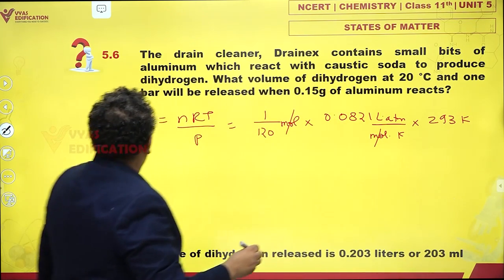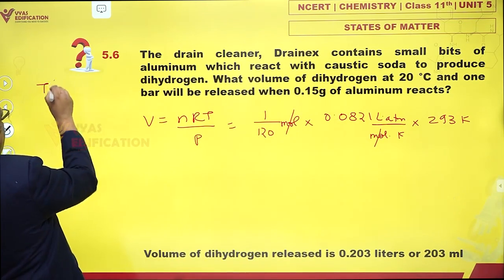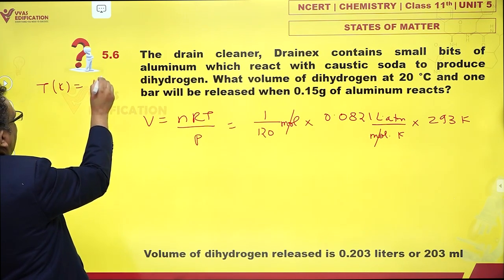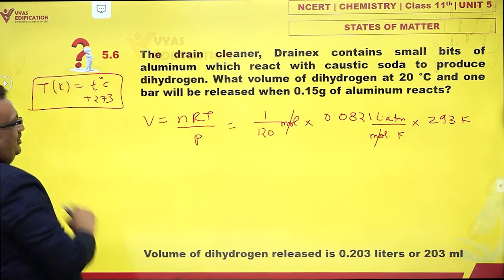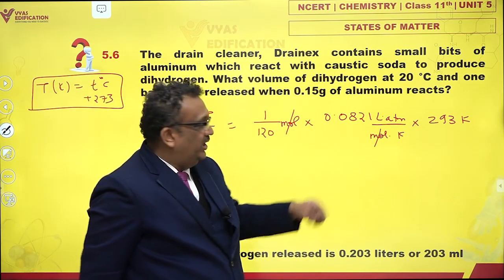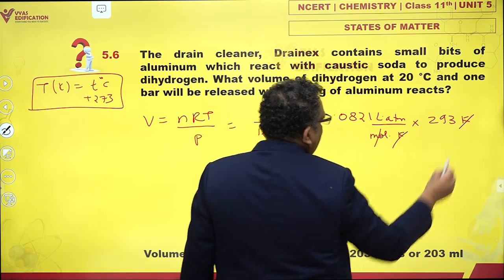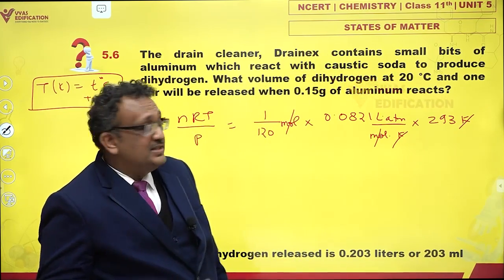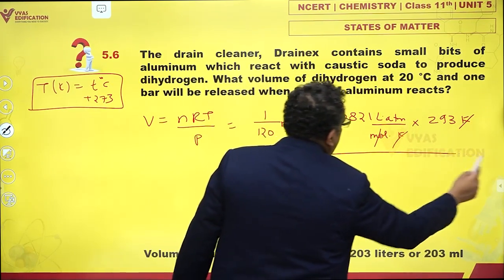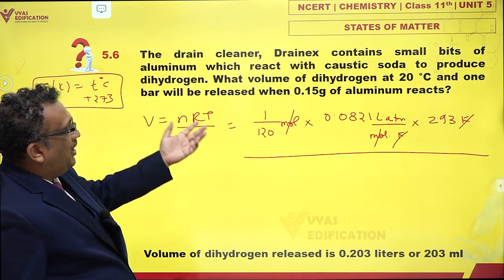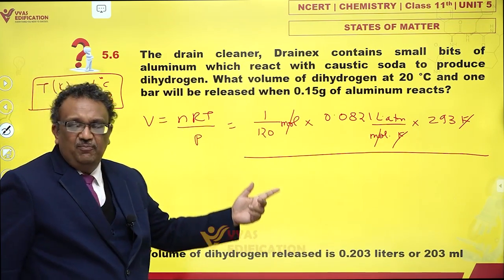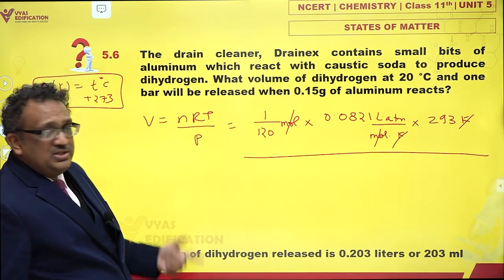How did you do it? Temperature in Kelvin is temperature in degrees Celsius plus 273. I just add 273 plus 20, that makes it 293 Kelvin. Units of Kelvin cancel. Please never substitute in degrees Celsius, that is wrong. Divided by pressure. What is the pressure? 1 bar. I have this in atmosphere. 1 atmosphere is how many bars?